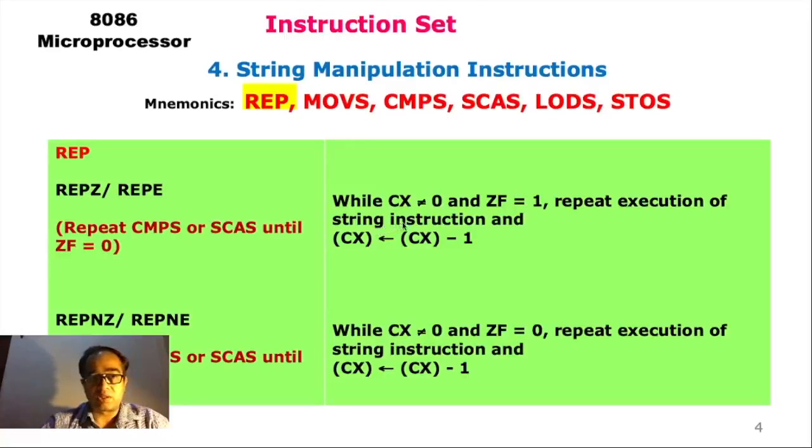Now let's talk about this. While CX is not equal to 0, CX meaning the count, and ZF is equal to 1, repeat the execution of the instruction and CX is equal to CX minus 1. So the entire loop is represented by this REPE or REP. And REPNE is actually the one that repeats until the value of the zero flag is 1. In this, the zero flag is 0, and in this, the zero flag is 1.